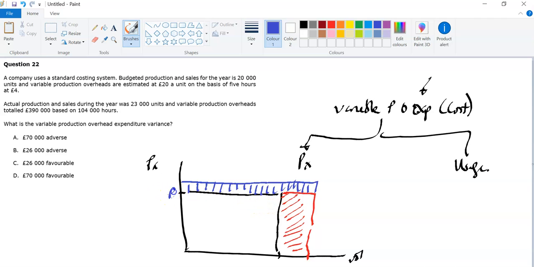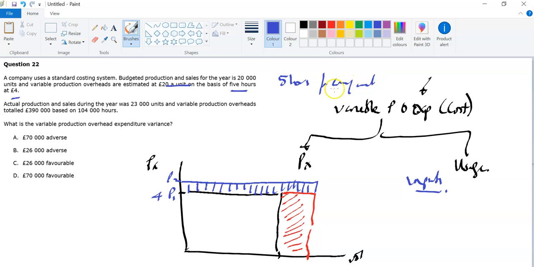So I'll call this P1 and P2. The key point here is that overheads are about inputs again, right? So this is driven by hours. This is estimated at £20 a unit, on the basis of 5 hours at £4 an hour. So we're doing this on the basis of £4 an hour, and the question is how many hours do we expect you to use? We expect you to use 5 hours for every unit.